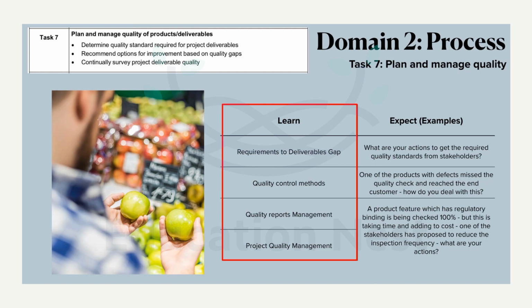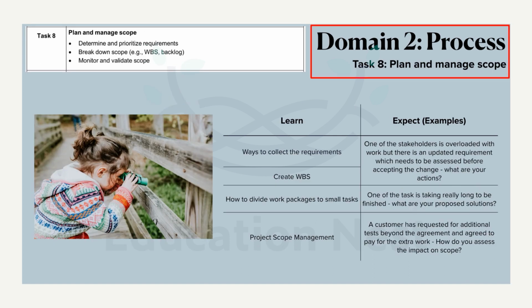I'm considering that you already have this PMBOK guide, 6th edition and 7th edition. So in those guides, if you look at these key points, you'll easily pass this task. And you can also see some example questions here. All right, moving on. Domain 2, task 8, plan and manage scope.